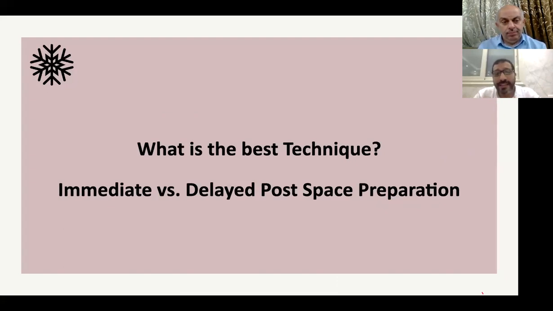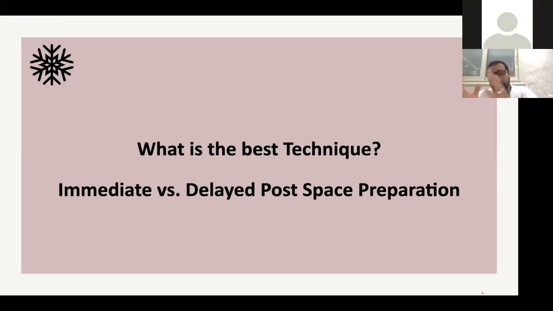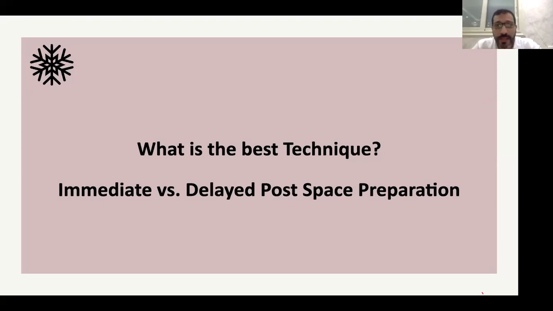For single cone technique and lateral compaction technique, it is very difficult to perform immediate post-space preparation in the same visit. Why? Because when you remove the gutta-percha using the post drill, you will disturb the apical seal at the same time. But when using heated gutta-percha, such as the warm vertical compaction technique, you can use the drill in the same visit. To summarize this point, you can use immediate post-space preparation for warm vertical compaction technique. It is possible, but it is very difficult with single cone technique, lateral compaction technique, or cold gutta-percha techniques.